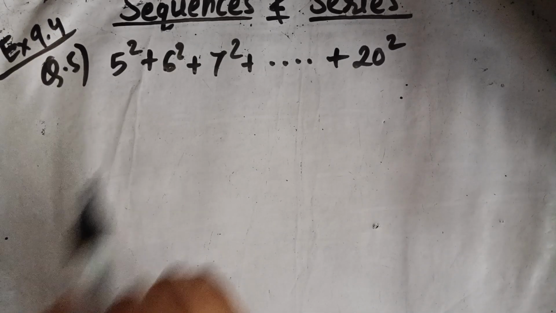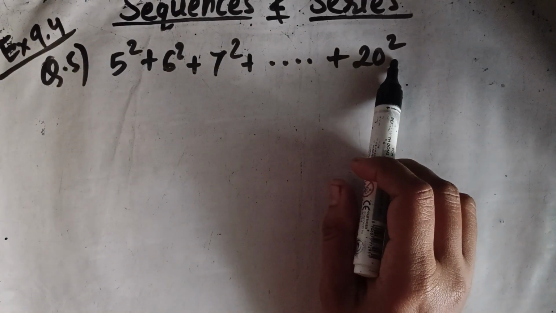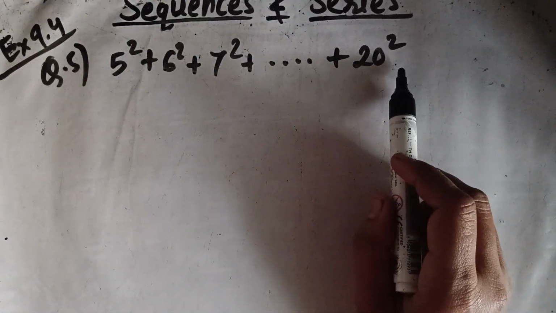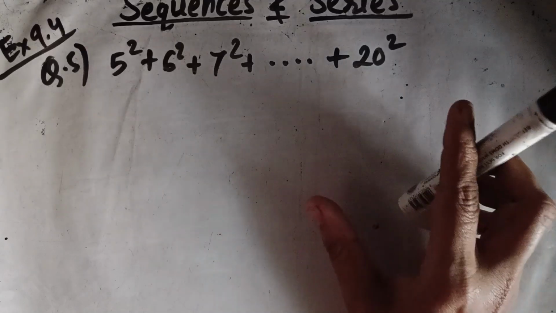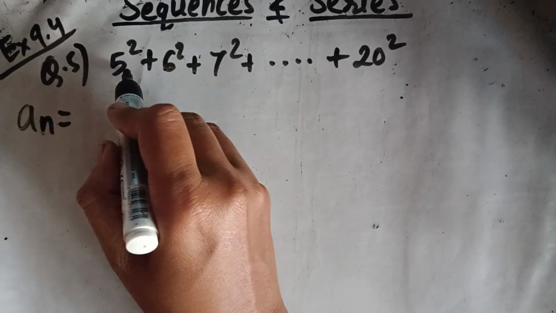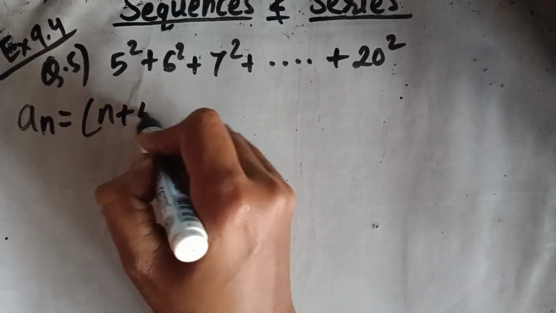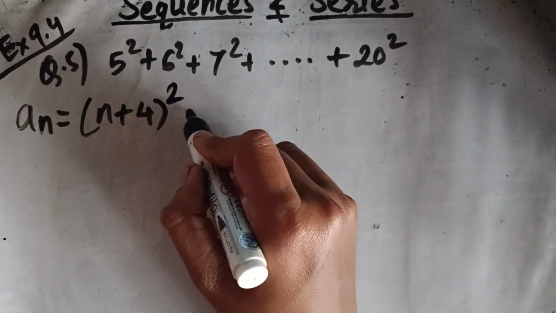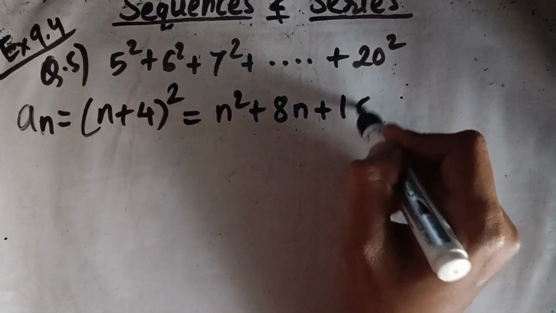Next question. So here the series starts from 5 square till 20 square. Okay, so you have to find the sum of all these numbers. Since the last number is given, you have to find the addition of this. Okay, so what is your an? Your 5 is given our starting number. So we can take this as n plus 4 such that n is 1. Okay, starting from 1 square. So this is n square plus 8n plus 16.